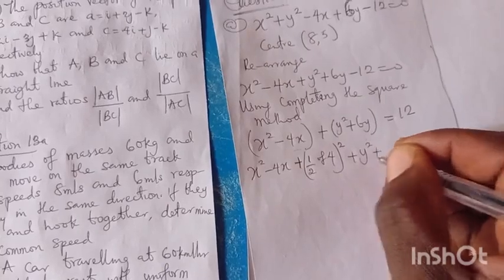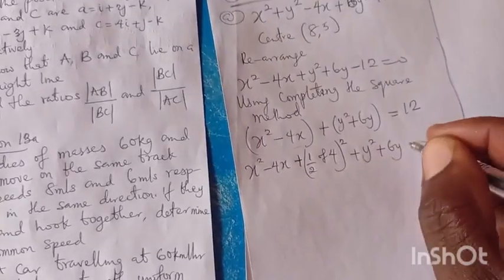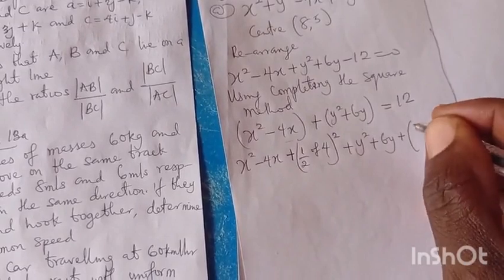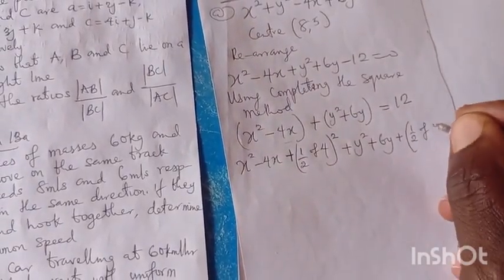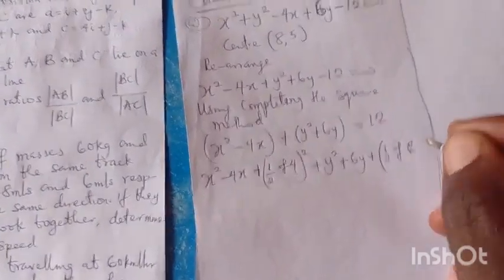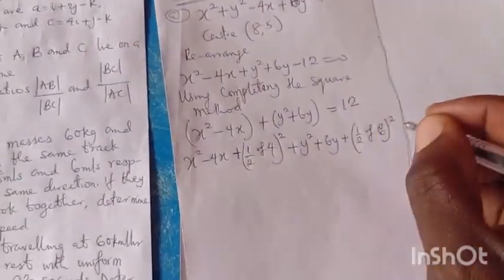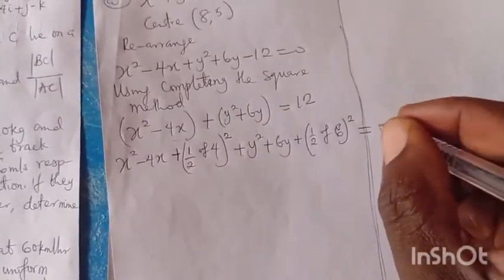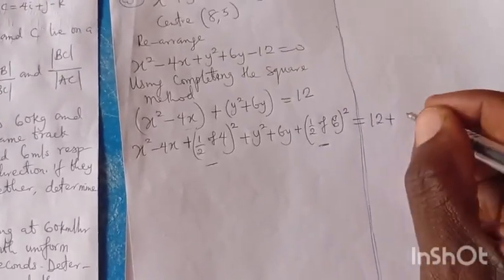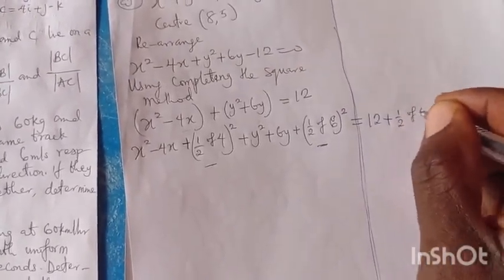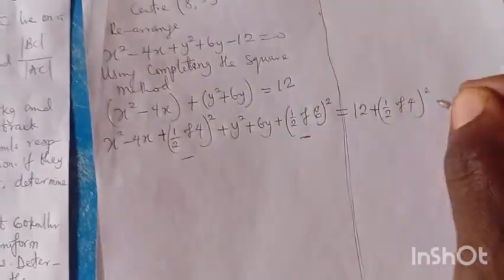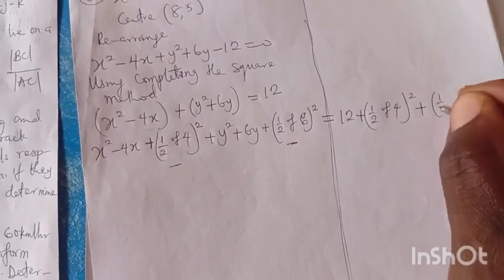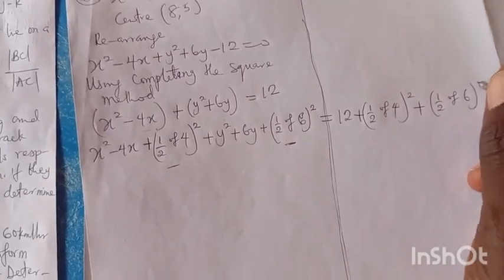y square plus 6y plus, open bracket again, half of 6 square equals, don't mind me, I will break the rule of the line here, equals to 12. All these halves, you now come and put them, you add them to this side as well. That is half of 4 square plus half of 6 square.